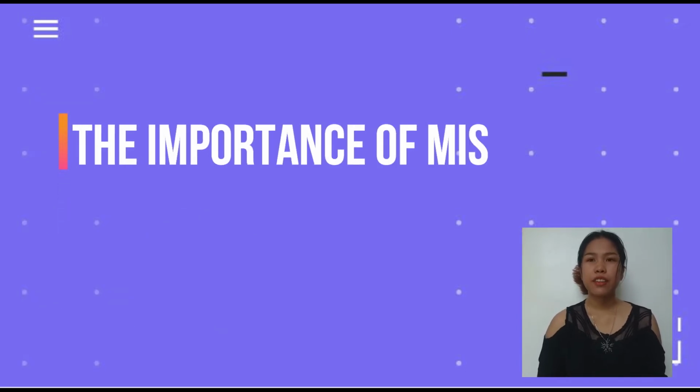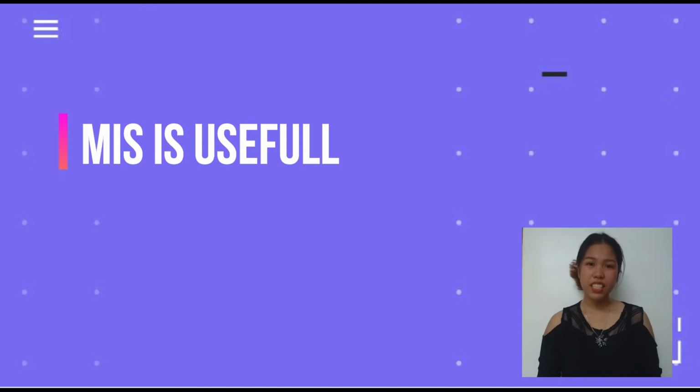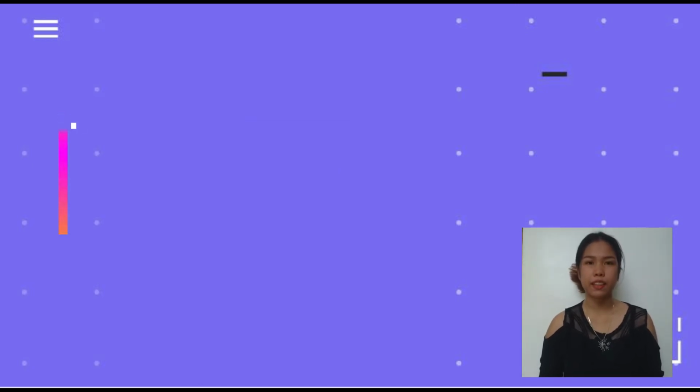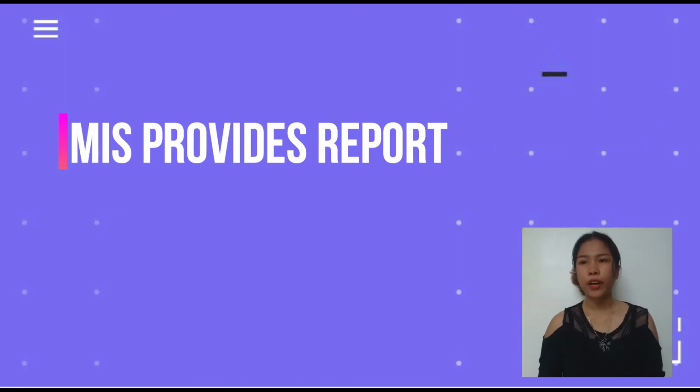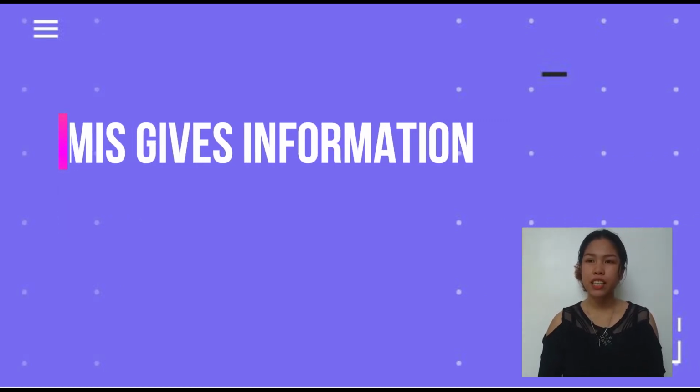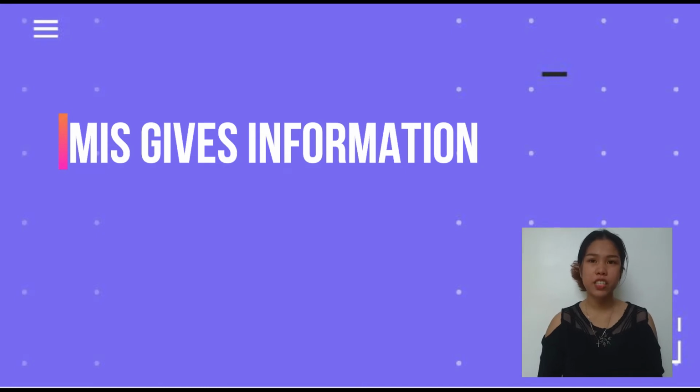The importance of MIS is the following. MIS is useful for efficient and effective planning and control functions of the management. MIS provides reports giving information about the performance of different resources like materials and machinery. MIS also gives information about deviations or deficiencies of actual performance from the standards. Management can take timely action regarding this.